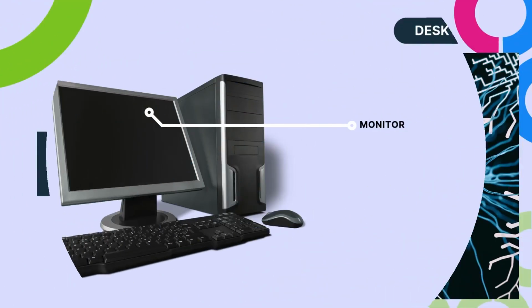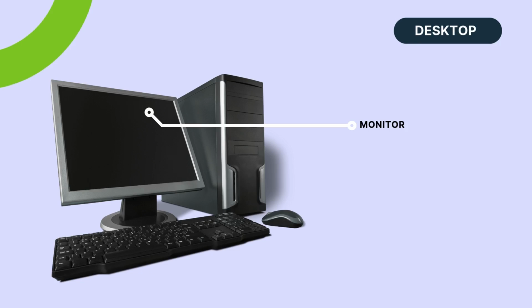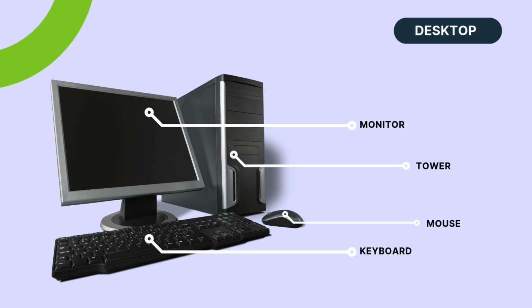Key differences. A desktop computer has separate components, including the monitor, keyboard, mouse, and the tower, which houses the computer's internal hardware like the CPU, memory, and storage. Desktops are ideal for long-term use at a fixed location, offering more power, easier upgradability, and customizability.